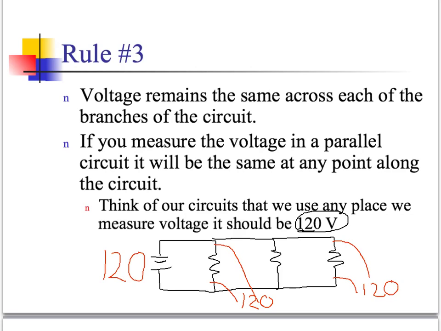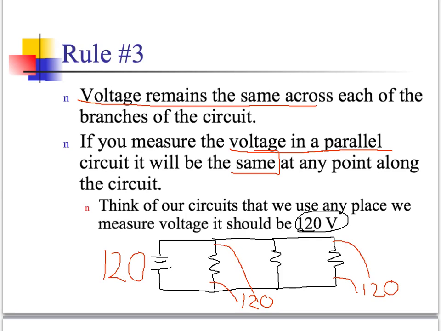Rule number 3 is probably the easiest rule to remember, and that is that voltage always remains the same across each of the branches of the circuit. So no matter where you measure the voltage in a parallel circuit, it will always be the same.